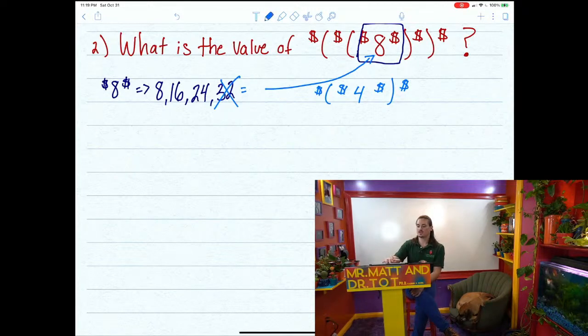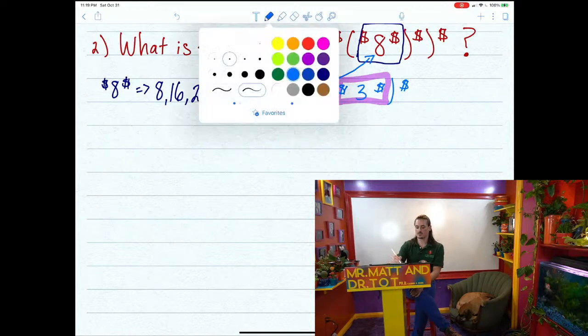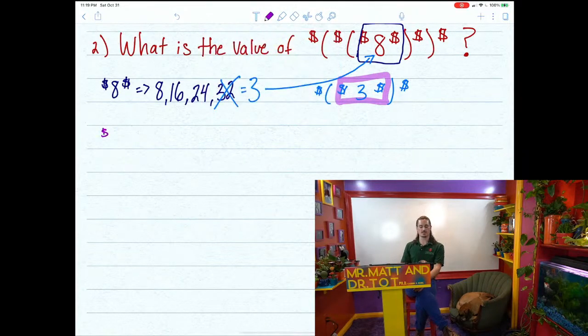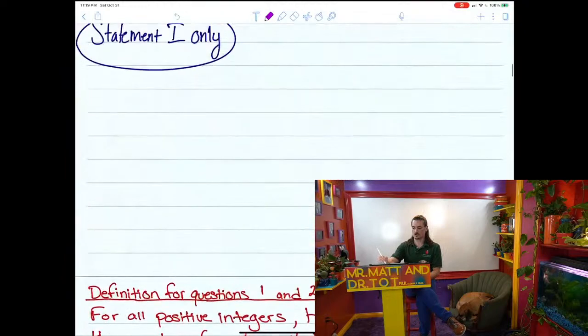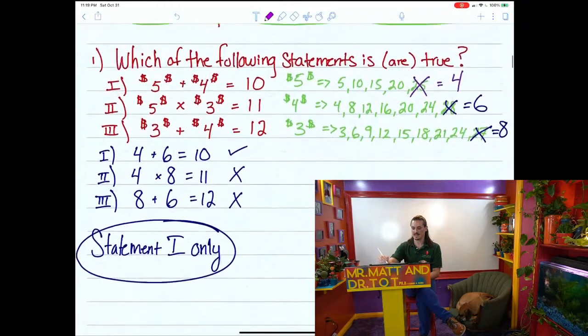Well, we actually evaluated that for question number 1. If you look up here, we know that $3 is equal to 8. So this is going to kind of revolve back and forth. $3 is 8. There are 8 multiples of 3 less than 25. So for this whole thing right here, we can put in 8.